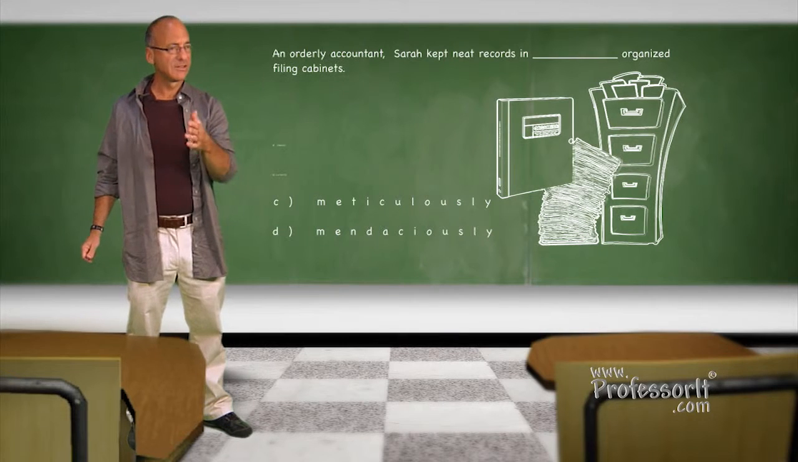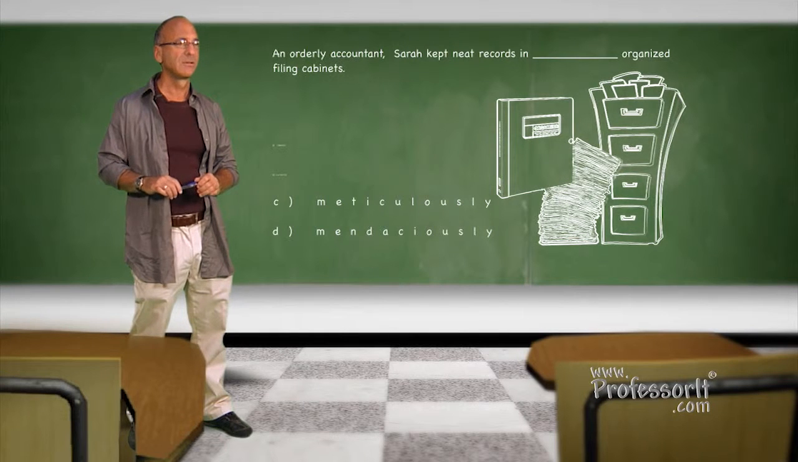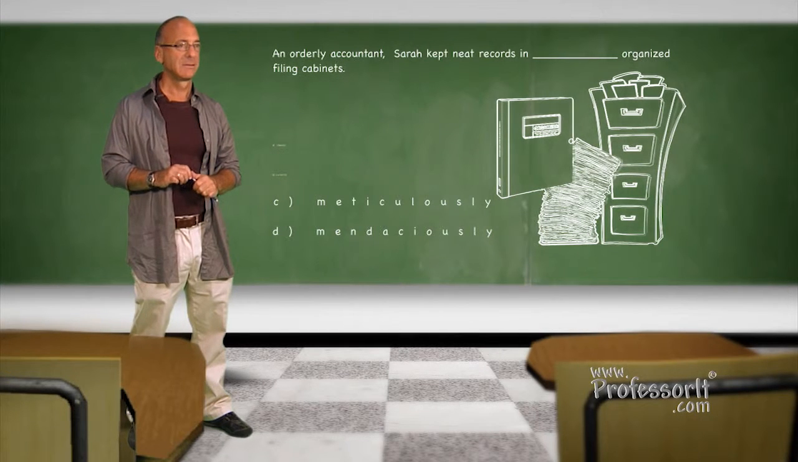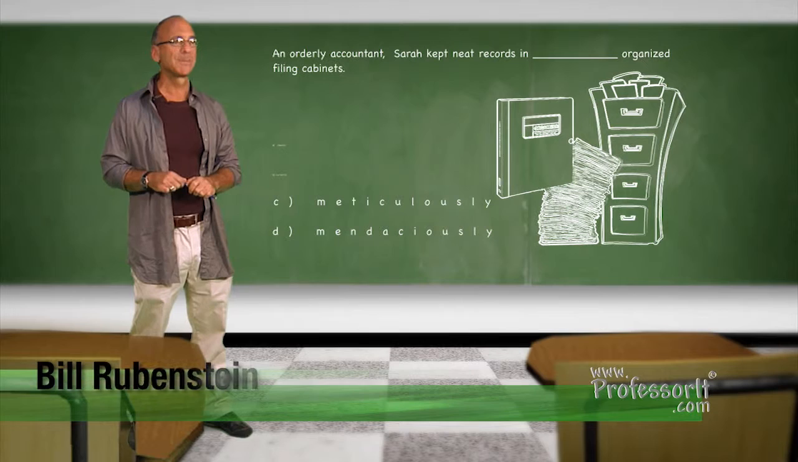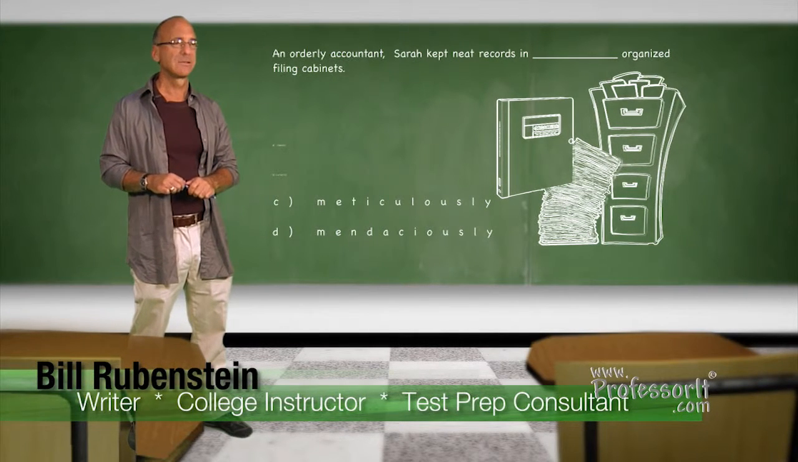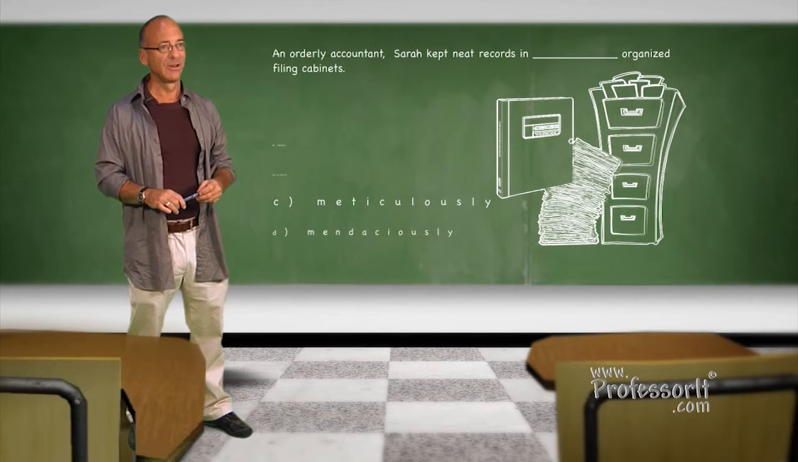So let's try this technique with C. An orderly accountant, Sarah kept neat records in meticulously organized filing cabinets. How does that sound? Good. You want to give it about an 8, right? Okay. Let's try D. An orderly accountant, Sarah kept neat records in mendaciously organized filing cabinets. I hope, at least for some of you, that didn't sound as good, did it?